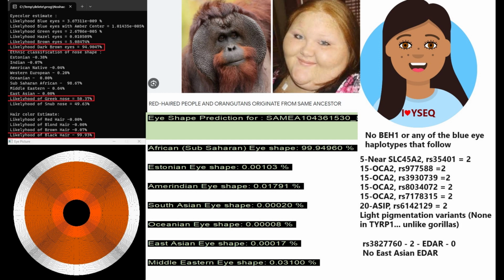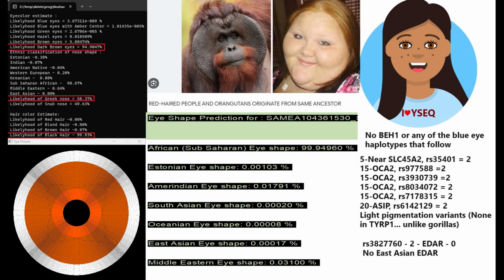Keep in mind that NOSHACOT and various other tools I've developed are for human genomes, not necessarily for gorillas, orangutans, chimps, or whatever else. For eye shape, her prediction says that she has very sub-Saharan African eye shape. She doesn't have blue eye haplotype 1 or any of the blue eye haplotypes that follow. Nothing is surprising here because these are mutations that are exclusive to Eurasians. Not even just all humans, but only Eurasians have BEH1 and all the other blue eye haplotypes.